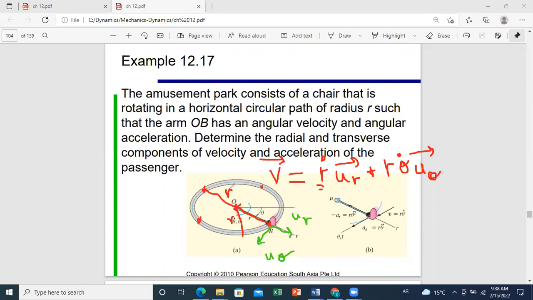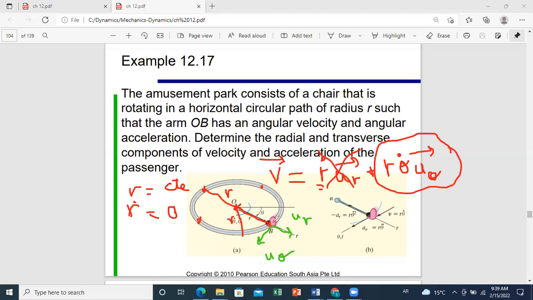And because of this, since R is constant in magnitude, equal to the radius of the circle, then r dot is 0. So first I deduce that for this example, I don't have a radial velocity component. I just have this one, which is the transverse component. And I can expect this.